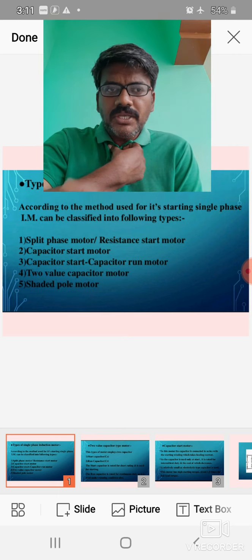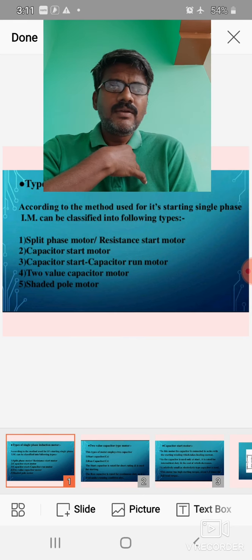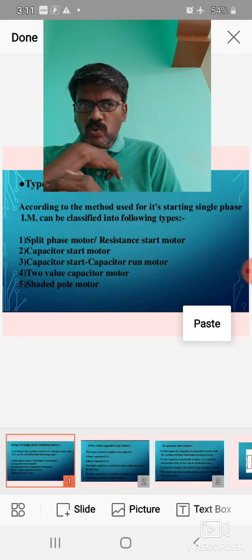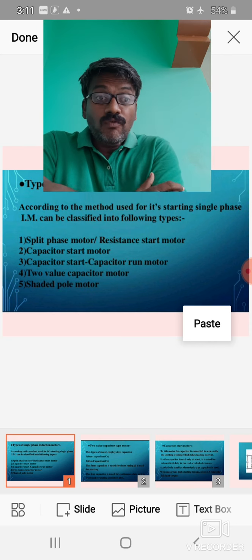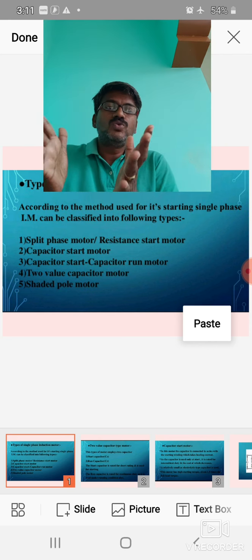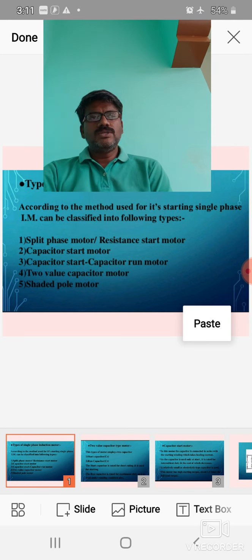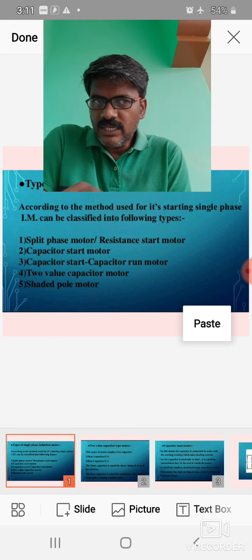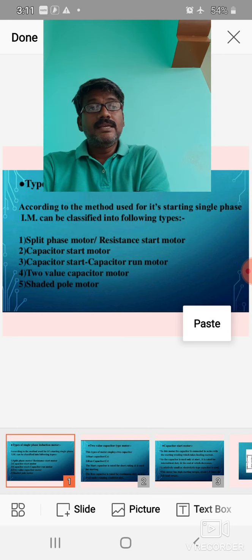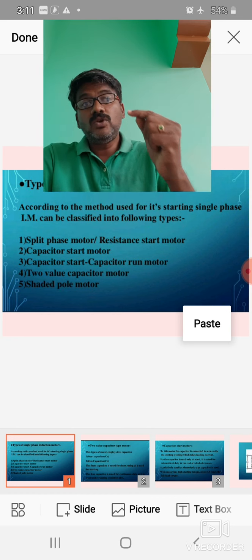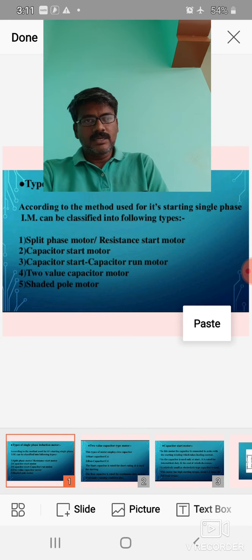Here the main winding is inductive in nature, so it lags by a very large angle with respect to voltage. Because of that, we get 80 to 90 degrees of phase angle between the two currents, the starting current and the main current. So we get high starting torque, nearly 3 to 4 times, that is 300 to 400% of full load torque.